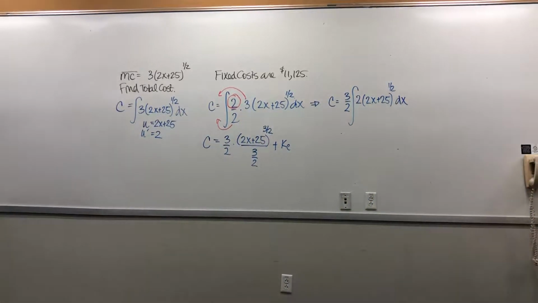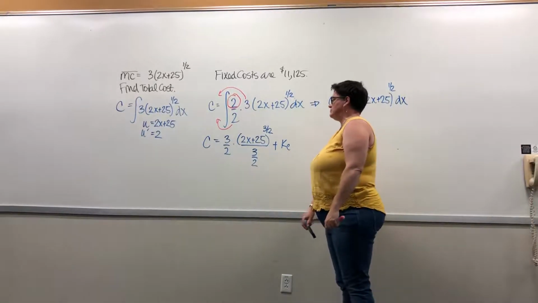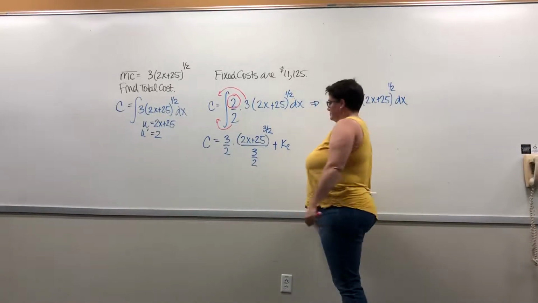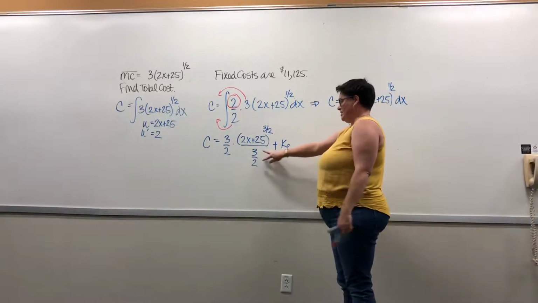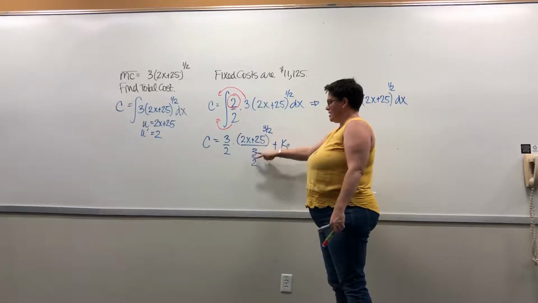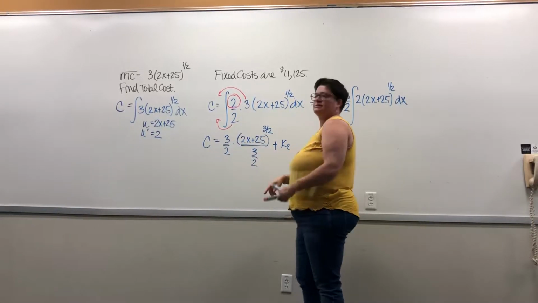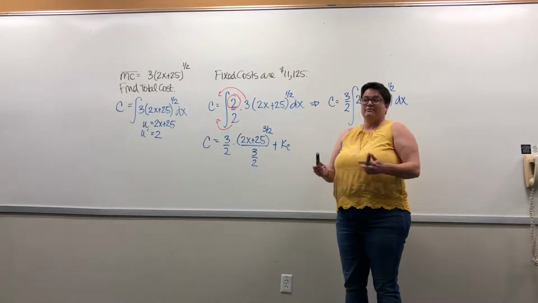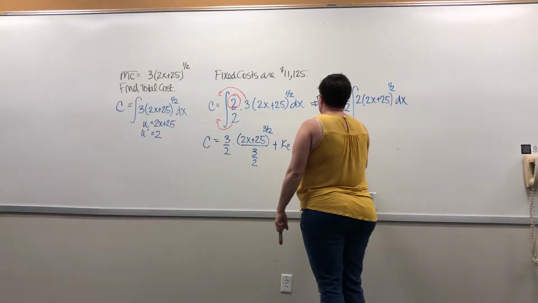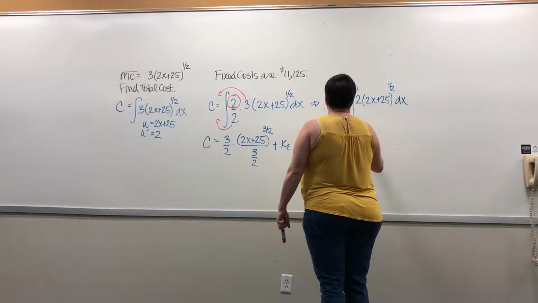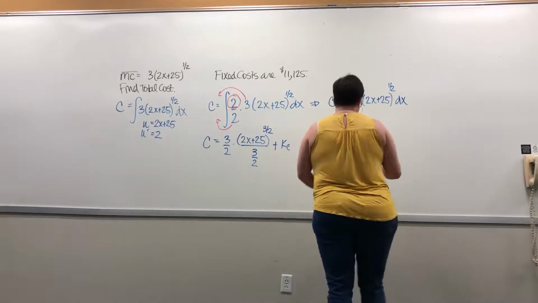Okay. So before I get excited about this, what am I gonna do? I'm gonna donut it. So this is gonna invert and multiply, so the 3 is gonna stay downtown and the 2 is gonna pop up. What do you think is gonna happen with these? They're entirely gonna cancel. So I'm left with C equals 2x plus 25 to the 3/2 plus some constant.